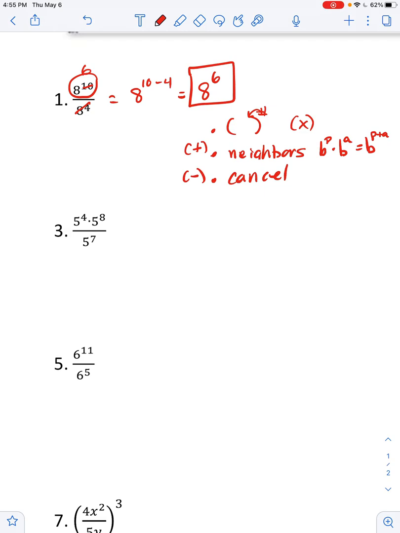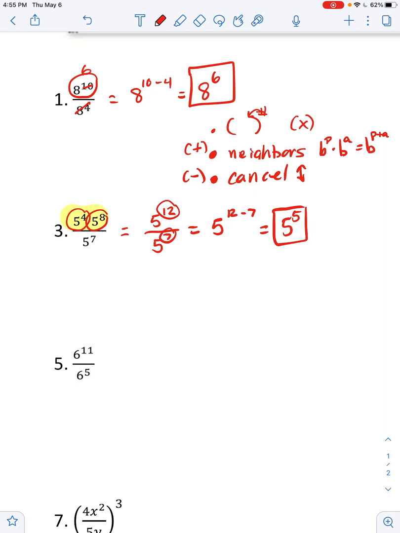So in this number 3, I don't have parentheses, so I move on, and I like to look across and say, okay, 5 to the 4 times 5 to the 8 means I have 5 to the 12, because I would have had 4 5s here, 8 5s here, a total of 12. And that's my neighbors. Now I go and cancel from top to bottom, which is going to be subtraction, thinking 12 and 7. So I have a base of 5. I have 12 on top minus 7 on the bottom. So the difference is going to be 5. So my final power is 5.